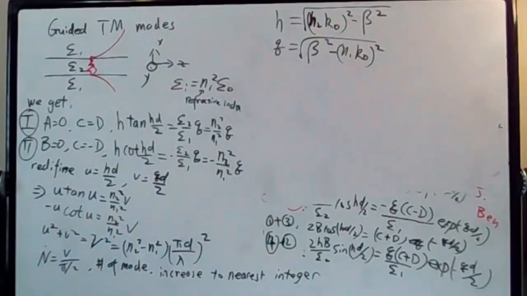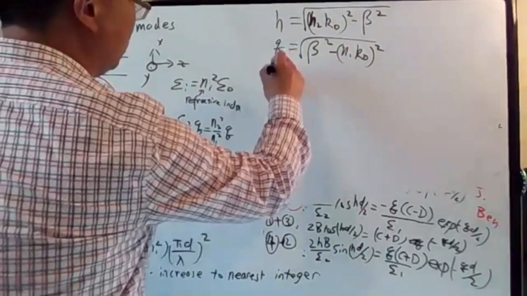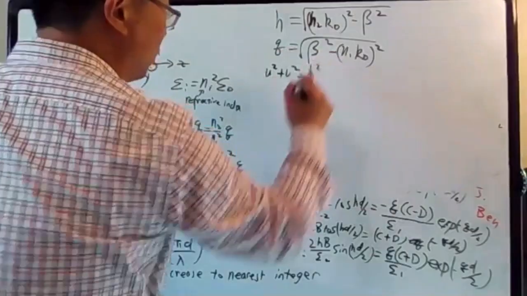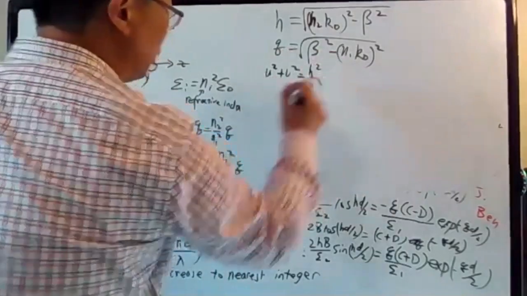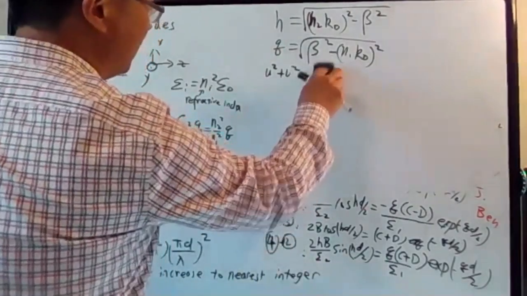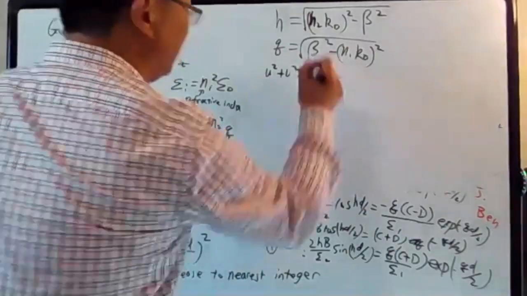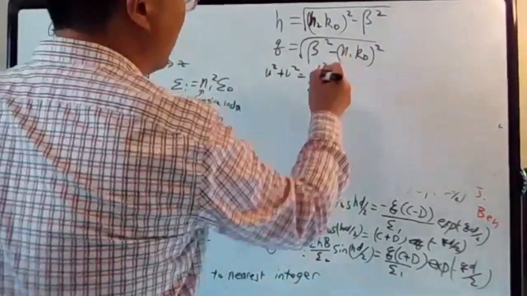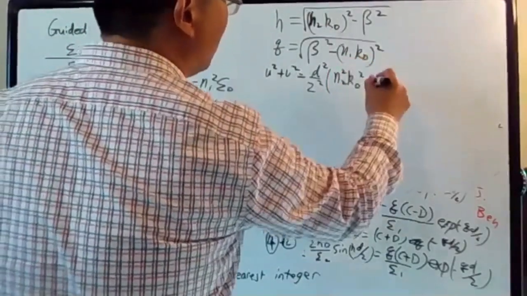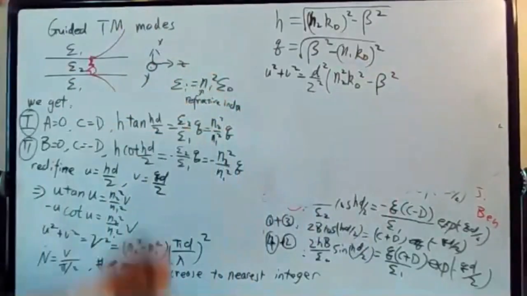So now what we have is this u square plus v square. This u square plus v square is h square over 2 square, this will be the d, right? So h square is going to be this over d, and then d square, then h square is going to be n2 k naught square minus beta square, right?